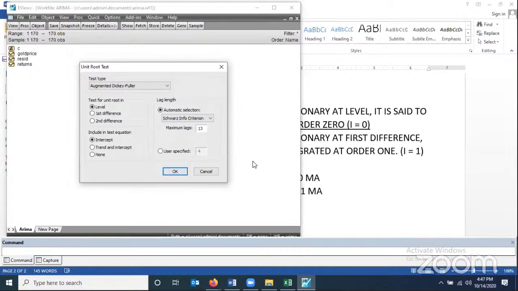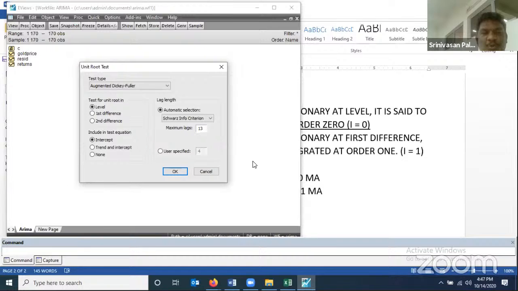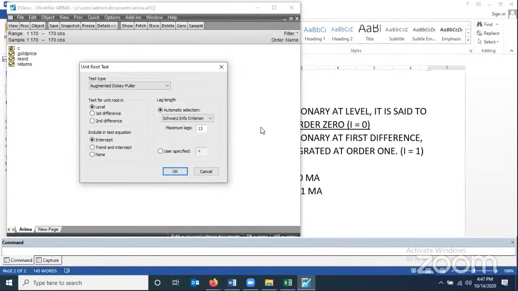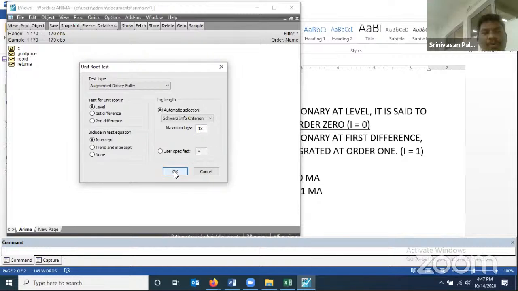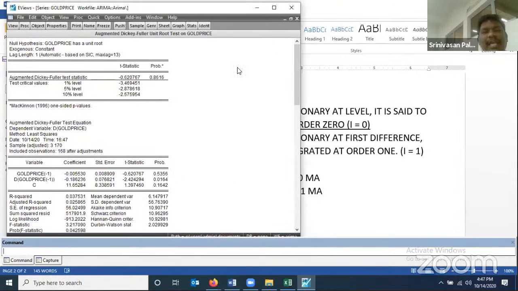So it is asking about the level. Level means 0, first difference is 1, second difference is 2. So here, level, intercept. Let it be. Don't change anything. This ADF test is going to determine your order of integration, stationarity, no condition. Okay, I'm going to click OK. Can you tell me the answer I got?